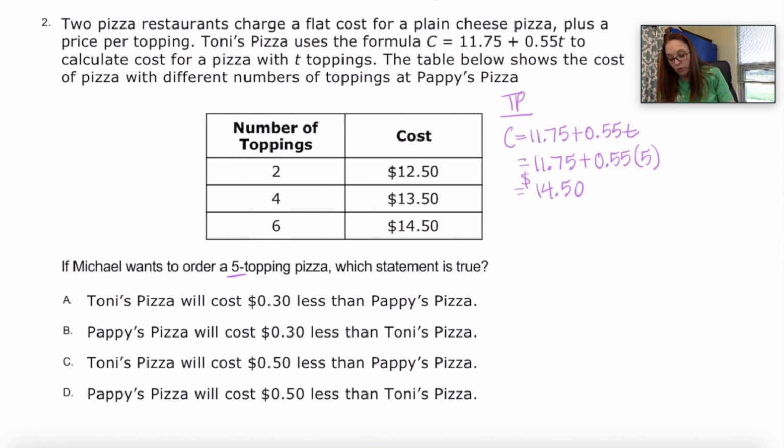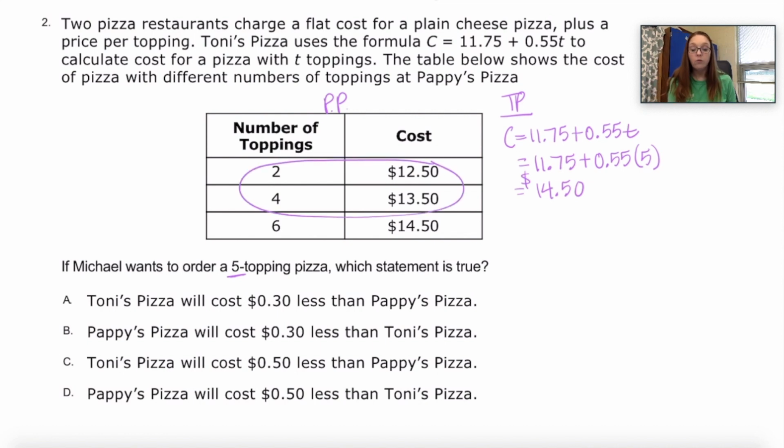So now we're going to figure out how much it would cost at the other pizza place, Pappy's Pizza. This is Pappy's Pizza right here, PP. Okay, so I need to come up with an equation here. When they give you a table, think of it as them giving you sets of ordered pairs. So you only need 2. They have given us 3. So let's just use the top 2.